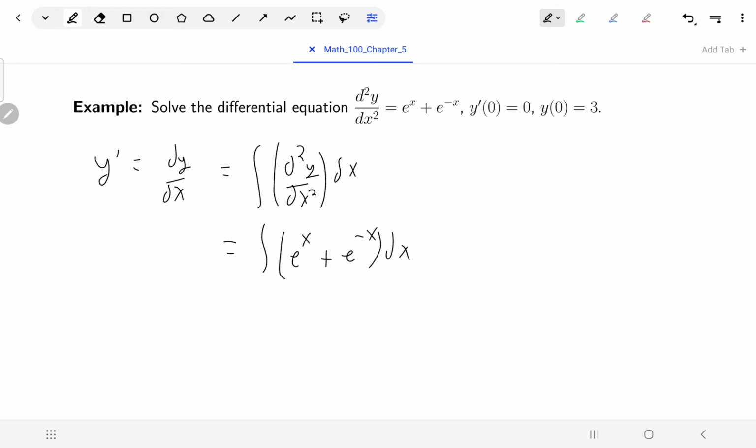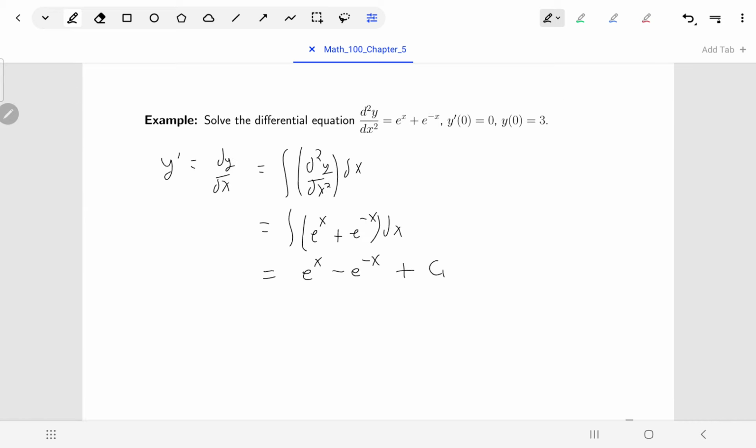And I know that my y prime will be one of these antiderivatives. So an antiderivative for e to the x is e to the x. For e to the minus x, an antiderivative is negative e to the minus x. And of course, that's because the derivative of minus e to the minus x would be positive e to the minus x. The negative would come down. And then, of course, plus constant c1, my first constant for solving.